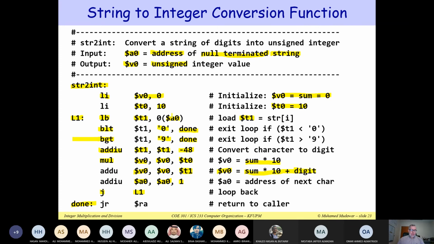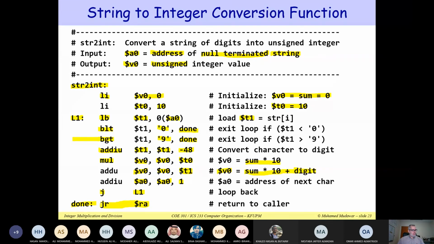So by jumping here to L1, we repeat this loop until we encounter any character which is not between 0 and 9. Notice that if we encounter the null char, it will be less than character 0, and we terminate. We branch to done, and we are done. If we encounter any letter outside this range, or any character which is not from 0 to 9, we are done. Now, the last instruction in my function is a jump register.